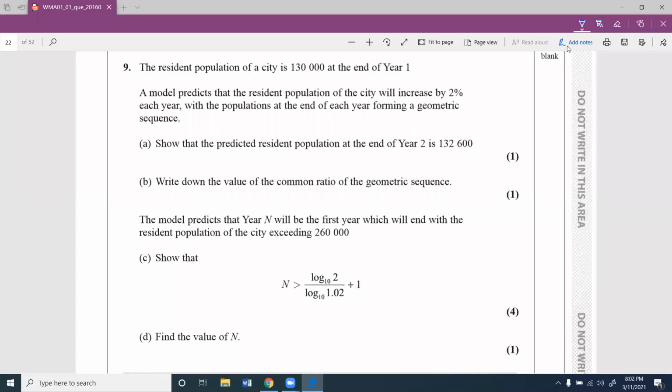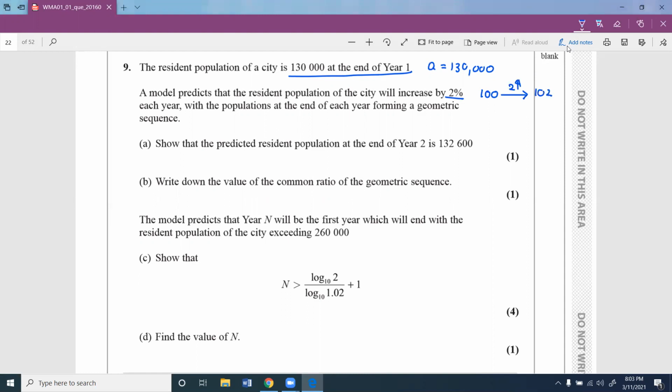Then the next question: the resident population of a city is 130,000 in year 1. This is a, so a equals 130,000. The model predicts that the resident population of the city will increase by 2%. This gives you a geometric relationship, so we use this fact to identify the common ratio. This is the way to think. Increase by 2% means if the initial population is 100 and it increases by 2%, then your final answer is 102.